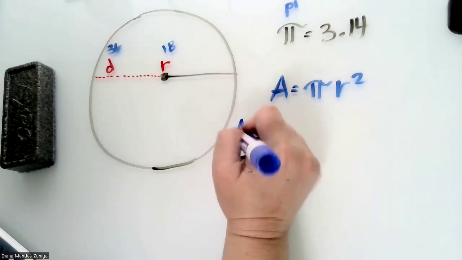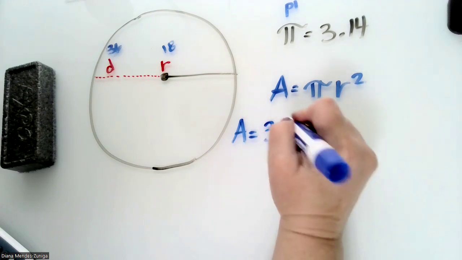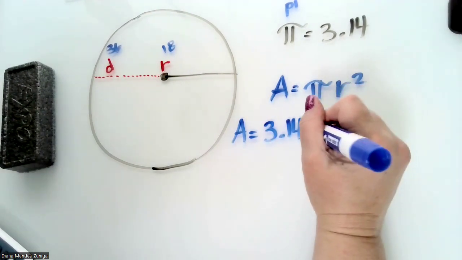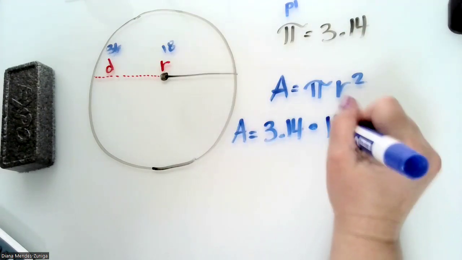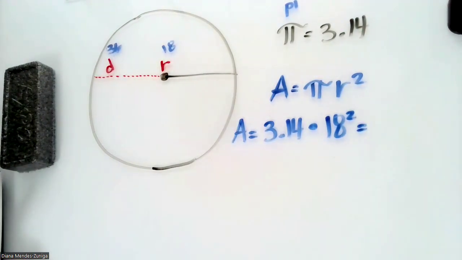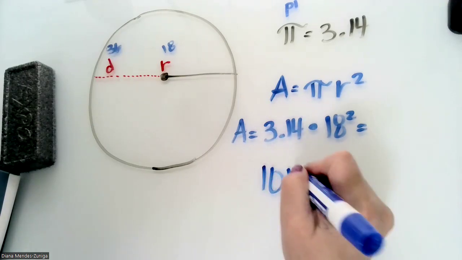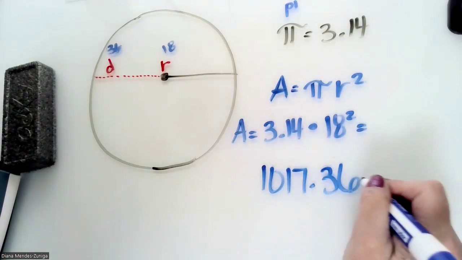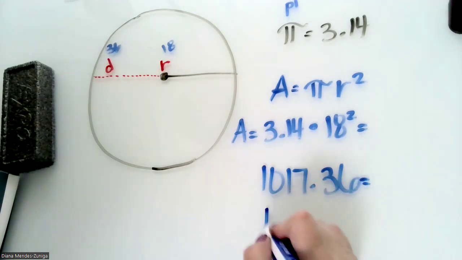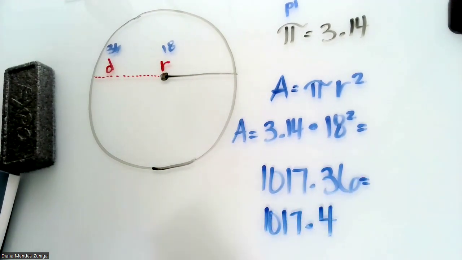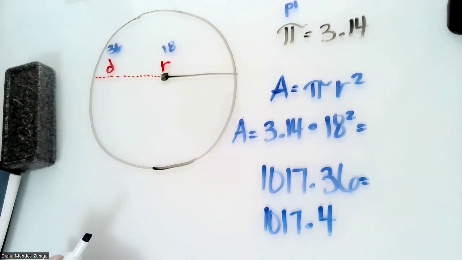Okay, so let's do our area problem here. Let's plug in our pi number right here, which is 3.14, right? We're going to multiply it times the radius, which is 18 squared. Now let's plug this into our calculator here. 3.14 times 18 squared. And you should end up with 1017.36, or if it told you to round it, it would be 1017.4. Okay, so now that's how you've just solved the area of a circle.